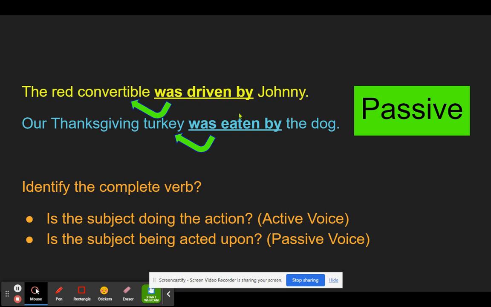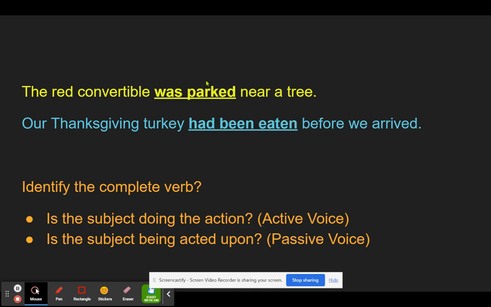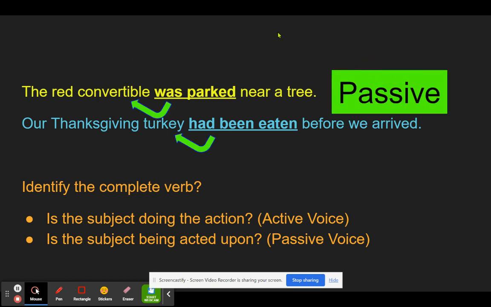Now, one more thing. In both of these sentences, you have the word by. We know in these sentences who's doing that action. But in passive sentences, we often don't know who's doing that action. In fact, that's why we might write a sentence in a passive voice. If there's a red convertible and it's near a tree and we don't know who put it there, then it's likely we might say the red convertible was parked near a tree. We don't know who did the parking. But we know that the convertible did not do the parking. The convertible isn't doing the action. The action is being done, or the subject is receiving that action. So that makes that a passive sentence.